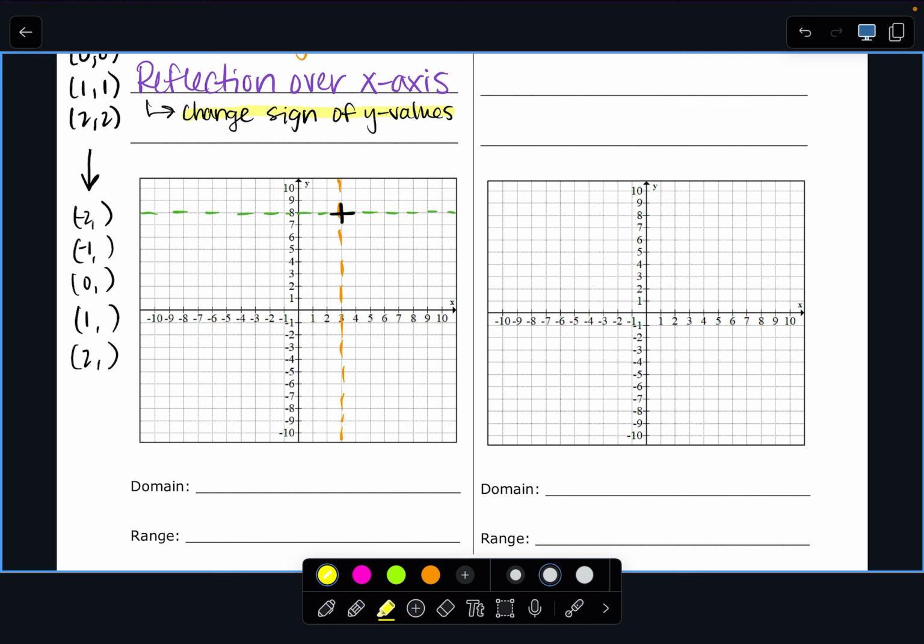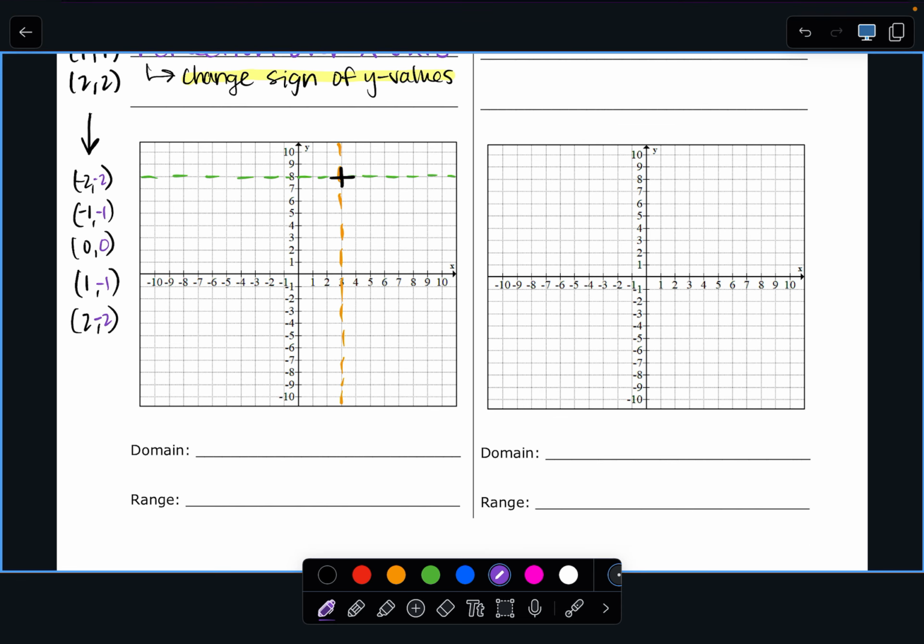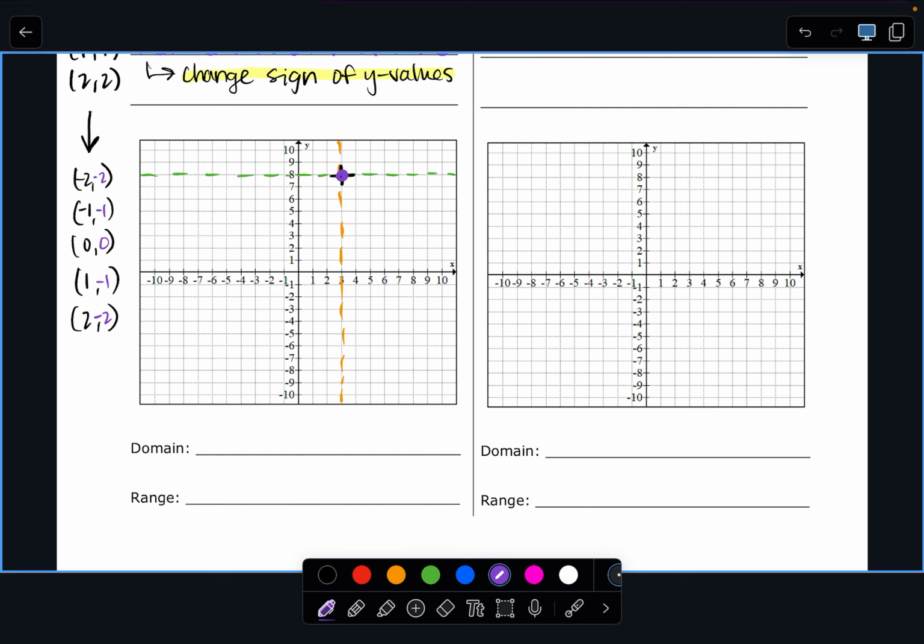So currently, for the absolute value parent function, all of our y values are positive. So that means when I come in to graph the reflection over the x-axis, I'm going to take the negative of them. So this is going to be -2. This is going to be -1. 0 doesn't have a sign, so it's going to stay 0. This is going to be -1. This is going to be -2. And so when I graph this, I'm going to have 0, 0, right 1, down 1, right 2, down 2.